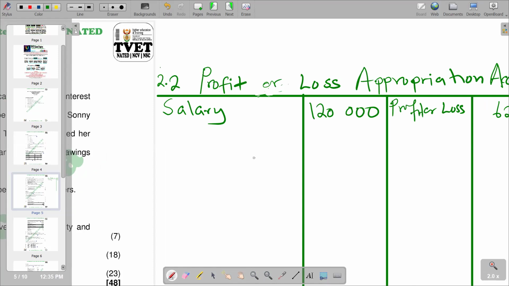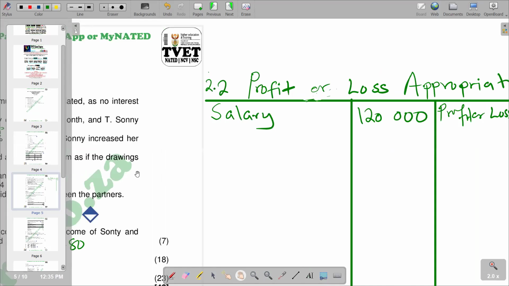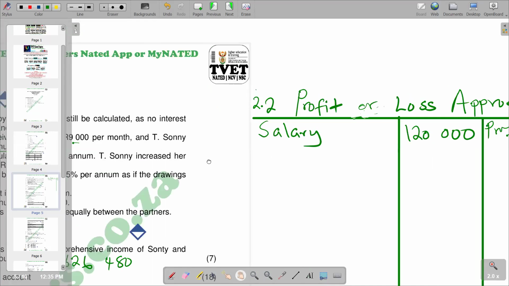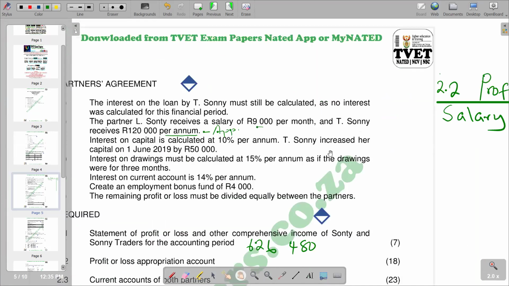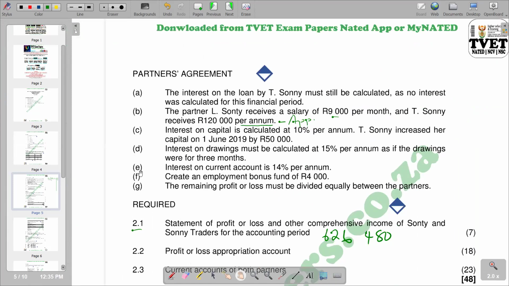So we go again and see other elements of the partnership agreement. After the issue of salary, we have interest on capital, which is calculated at 10% per annum. T Sony increased the year's capital on 1 June 2019 by 50,000.